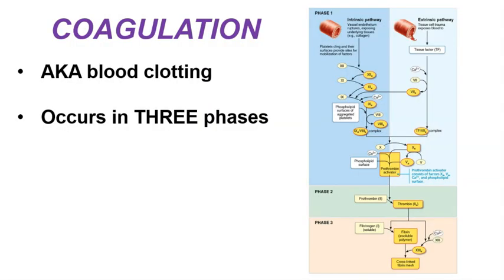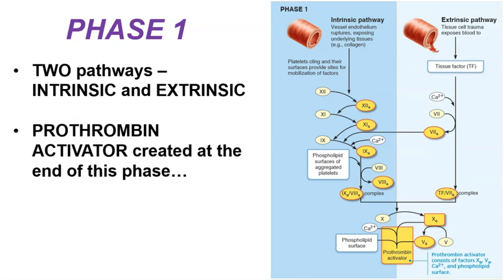Coagulation, which is also known as blood clotting, occurs in three phases, very simply designated as phase 1, phase 2, and phase 3. So we will summarize the three phases here. Phase 1 involves two pathways to clot formation, the intrinsic pathway and the extrinsic pathway. The intrinsic pathway is named for the fact that clot formation is started by platelets, which are found intrinsic to the blood, because the term intrinsic just means within.